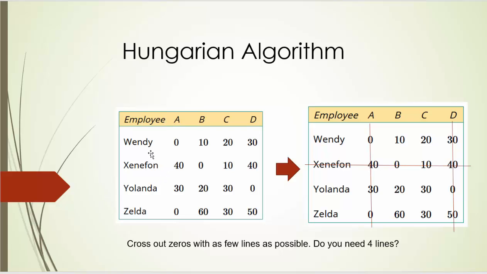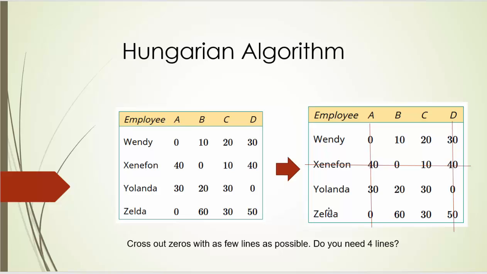You now go through this process of crossing out the zeros using as few lines as possible. If you draw a vertical line down through column A, that gets rid of 2 of them. Doesn't matter what you do, you can do it with 3 lines. You could go down A, you could go down B, you could go down D, and you go along Xenophon, and that will get rid of all of them. Question is, do you need 4 lines? Why 4? Because we have 4 employees and 4 tasks. Do you need 4 lines? No, we did it with 3.